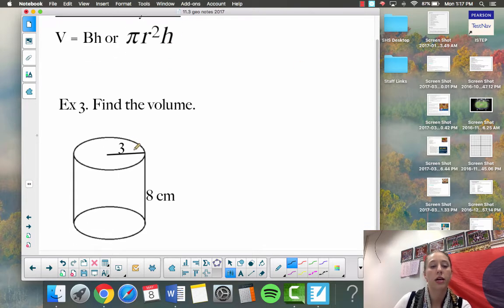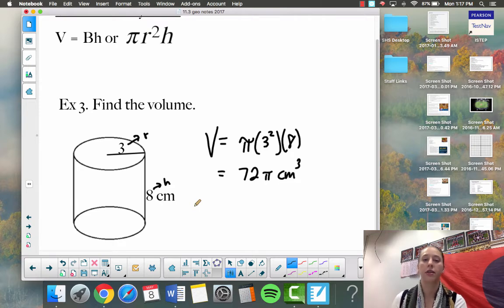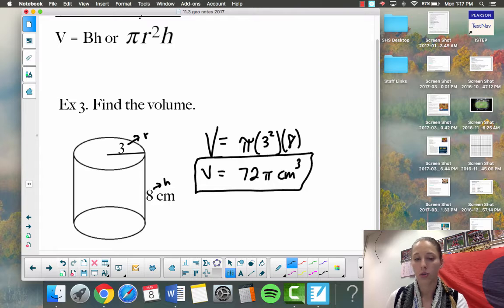So if I have an example here where it says find the volume, here we know this 8 is the h, and here's r, so we just have to plug into our formula. So volume is equal to pi times the radius squared times the height. So we get 3 squared is 9, 9 times 8 is 72, so we get 72 pi centimeters cubed. And then of course if it says round to the nearest tenth or to the nearest hundredth, you would multiply that out, but for now we'll just leave it as an answer with pi. So really short, not a lot of work to it, you're just plugging in numbers.